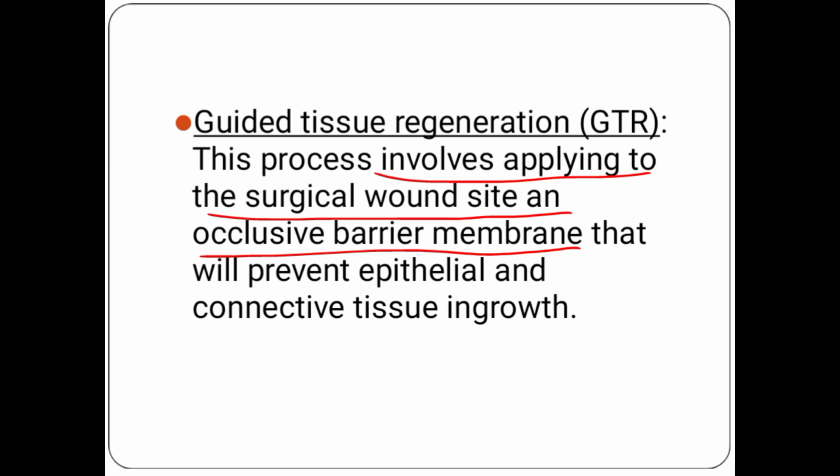Now, what is an occlusive periodontal membrane? It is basically a membrane that creates a barrier during a periodontal or bone regeneration procedure. It is used in regeneration, not in repair. It is used to prevent epithelial and connective tissue growth. Why do we prevent epithelium and connective tissue growth? Because if epithelium grows on that defective area, it will repair, but that repair will be temporary. Then the damage will reoccur.